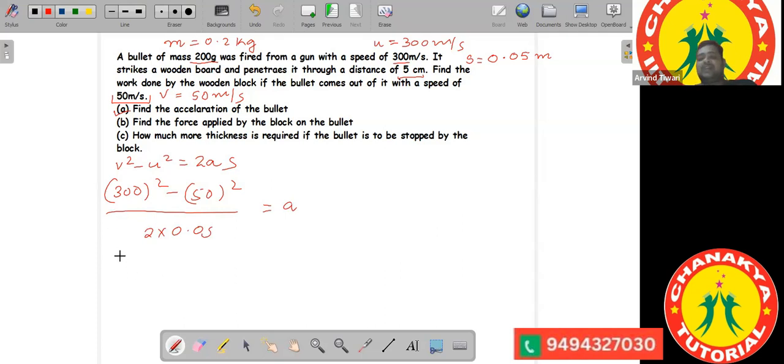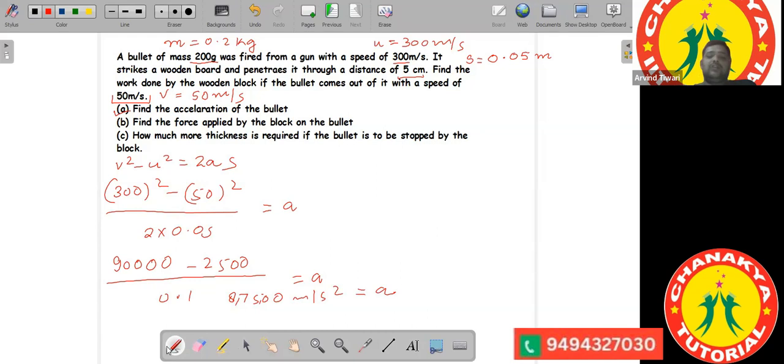The rest of the calculations are easy. You can put 90,000 minus 2,500, divided by 0.1, equals acceleration. Just subtract and divide. If you subtract 2,500 from 90,000, you will get 87,500. Then 87,500 divided by 0.1 will give you 875,000 meters per second squared.